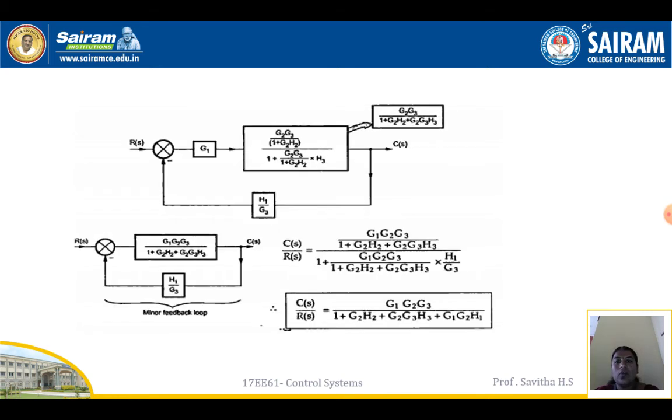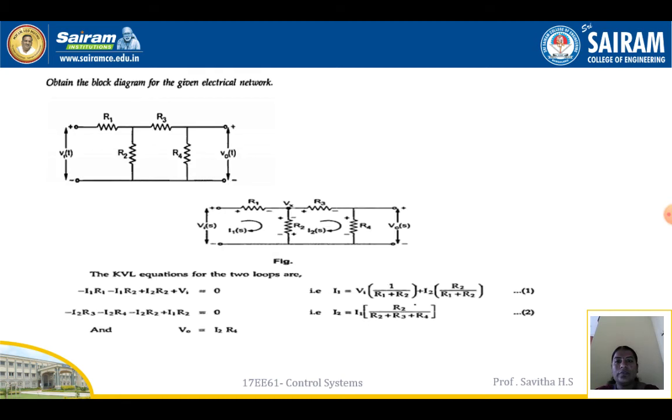Again reducing the block, then simplifying the equation: G1 into G2 G3 by 1 plus G2 H2 plus G2 G3 H3, both are in series. Again combining the blocks, G1 G2 G3 divided by 1 plus G2 H2 plus G2 G3 H3, and the feedback is H1 by G3. Therefore, C(s) by R(s) is G1 G2 G3 divided by 1 plus G2 H2 plus G2 G3 H3 plus G1 G2 H1.